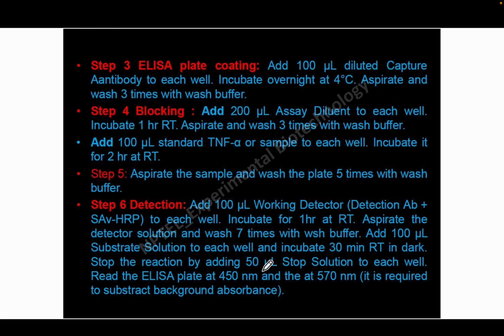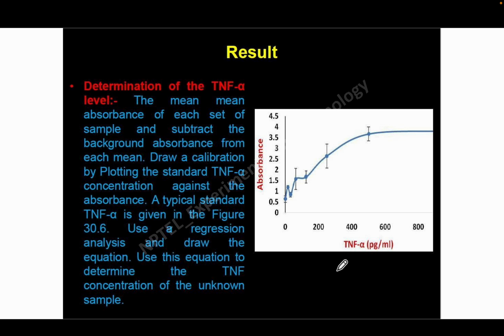Stop the reaction by adding 50 microliter of stop solution to each well and read the ELISA plate at 450 nanometer, and at 570 nanometer if required to subtract background absorption. Okay. So this is the result: determination of TNF alpha level from this plot.